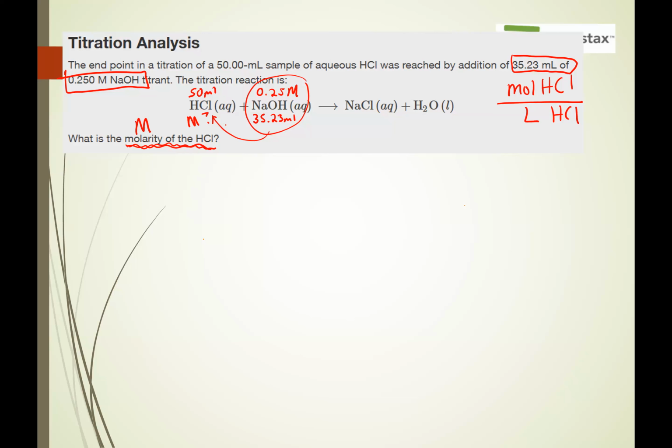Okay, well, let's try. If we start with 50 milliliters of HCl, where can we go? We could go to grams. But to get to grams, we would have to have moles, right? Do we have moles? We want a molarity. We don't have a molarity. So we can't really go anywhere, right? Let's try it with the NaOH. 35.23 milliliters of NaOH.